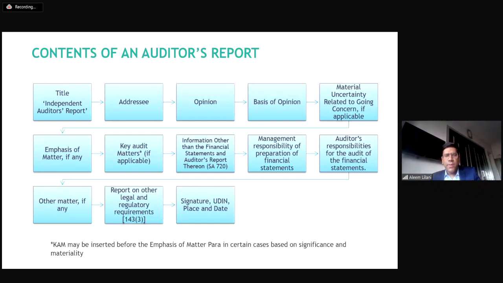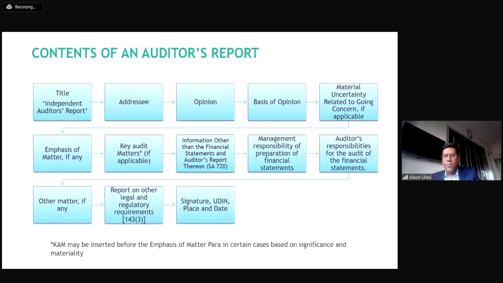We then have another matter para, which we will cover again in 706, which deals with our responsibilities. Anything regarding our report or our responsibilities needs to be mentioned here. Then that concludes the report on the financial statements. Then comes the report on other legal and regulatory requirements. We'll see that. And there's a signature, which I spoke about, UDIN mandatory.